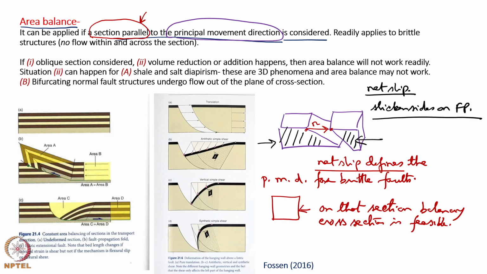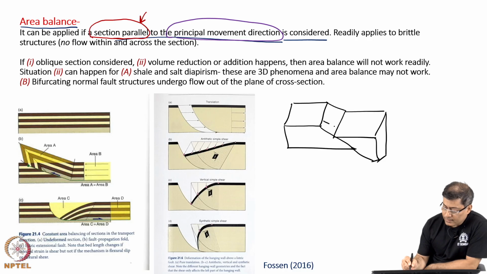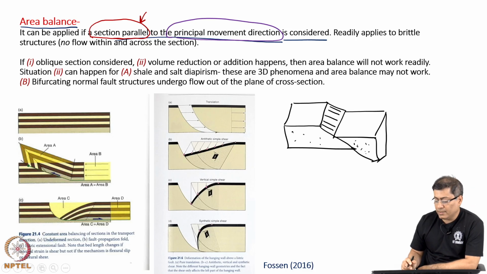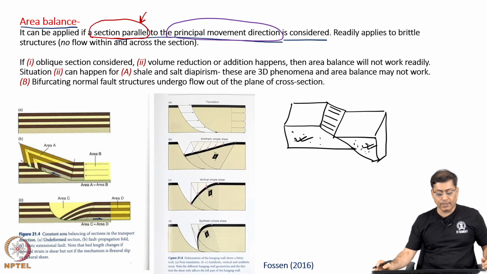Under what situation this section can be used for cross section balancing? Let us make a simple sketch. Consider a dip slip normal fault. In this case, this is a net slip and these vertical sections are parallel to the trend of net slip. So, in this case, these vertical sections can be picked up for the cross section balancing purpose.